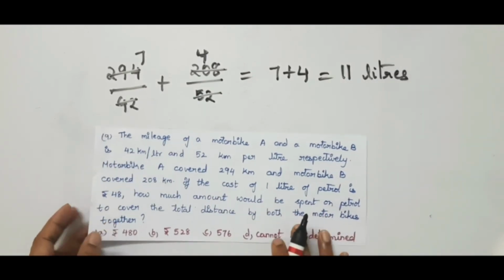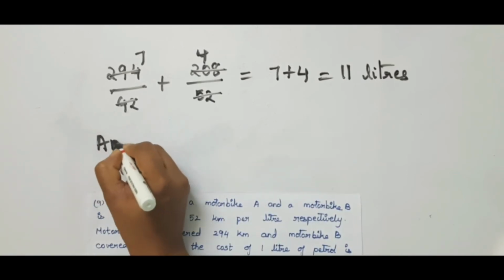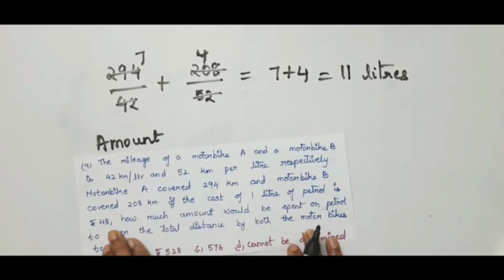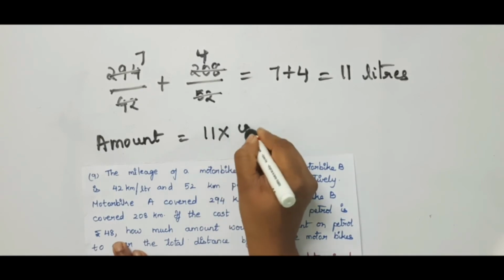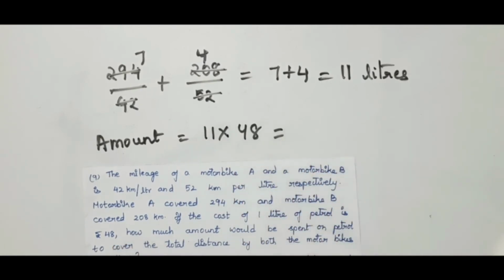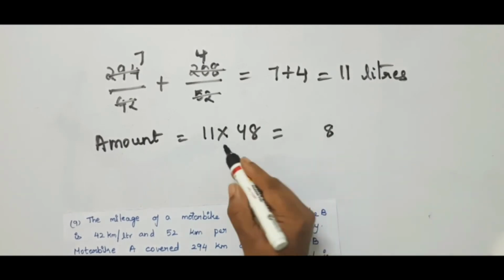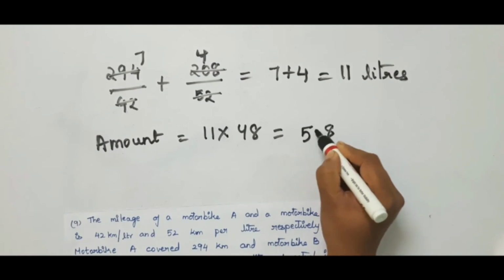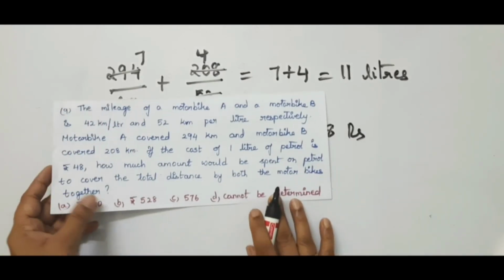So we can easily calculate the amount. If 1 liter costs 48 rupees, for 11 liters the amount will be 11 into 48. So the value is, 8 and it is 4, so 48 plus 4 is nothing but 52. So 528 rupees we got. Let us go to the options and check.